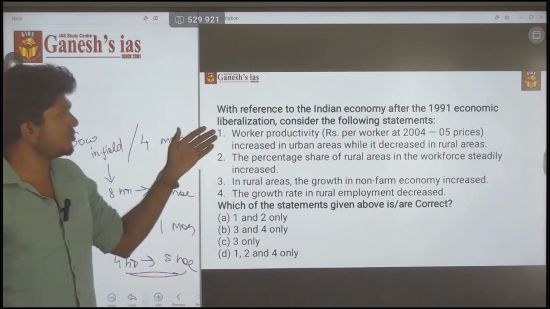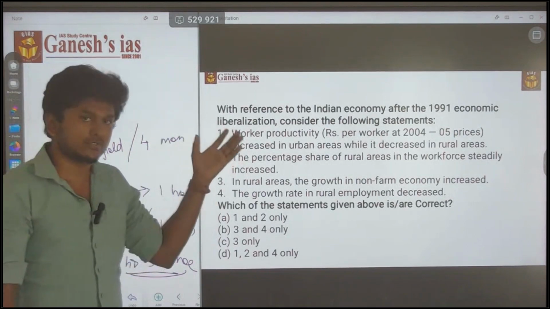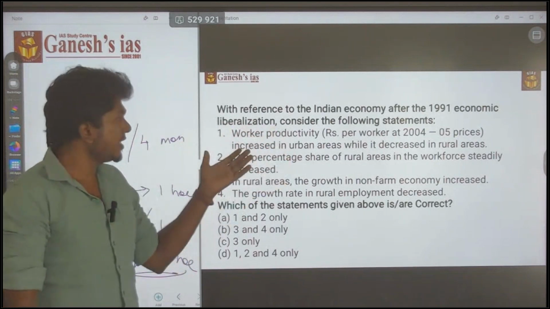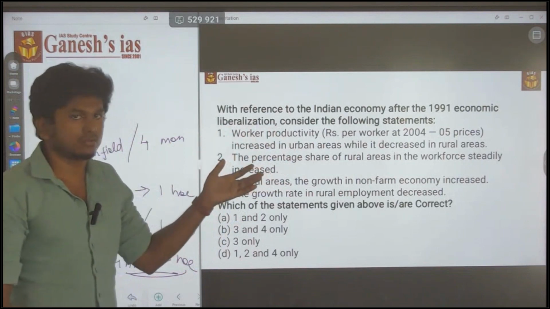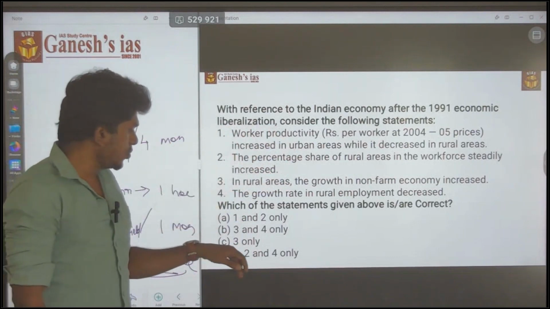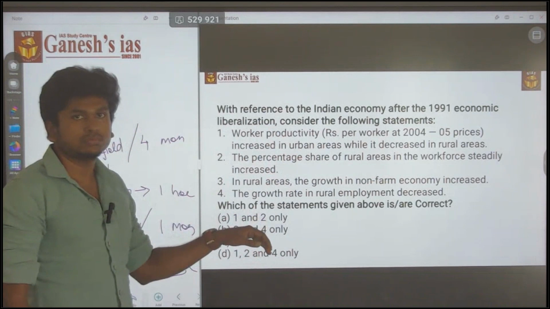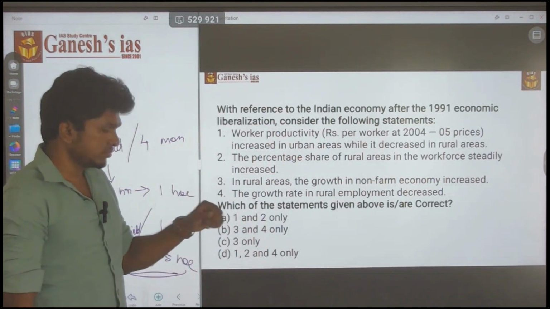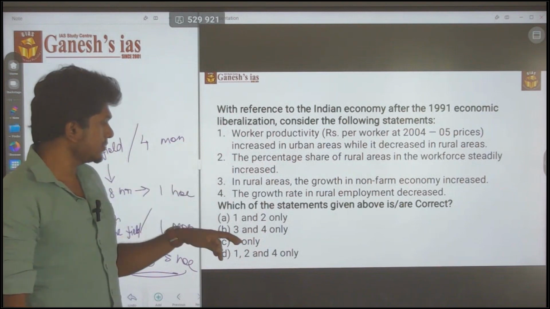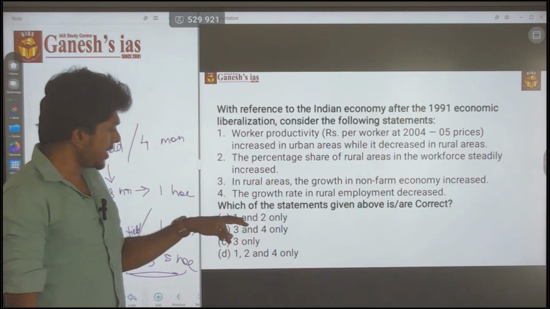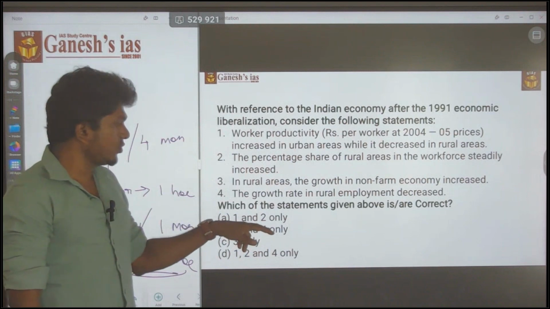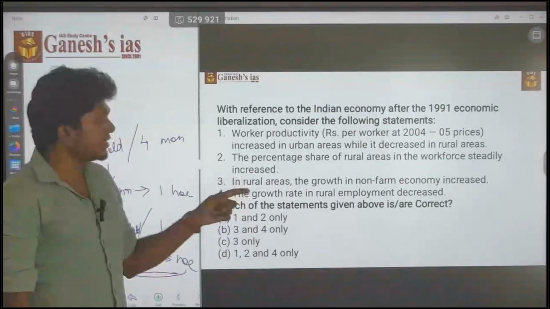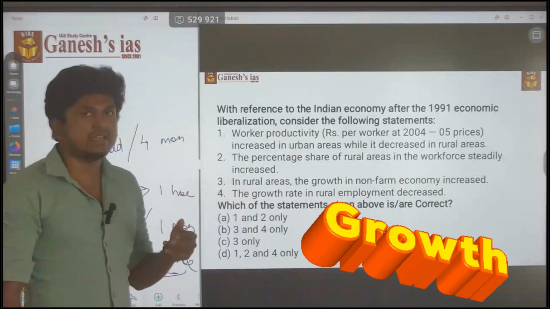So the first half of the statement is actually true, and the second half is actually wrong. By that, option 1 becomes wrong. So eliminate 1 and also 2. Now go directly to statement 4, because statement 3 is actually correct. So you have to check whether 4 is right or wrong. The growth rate in rural employment decreased.